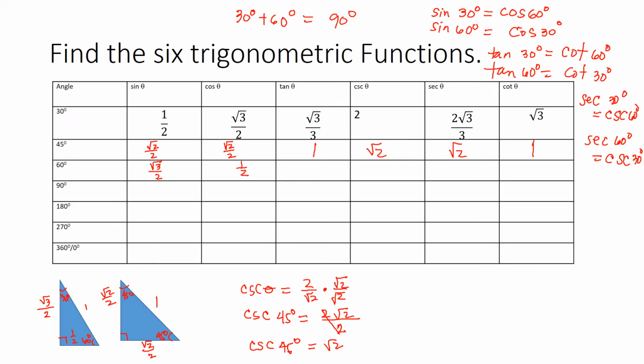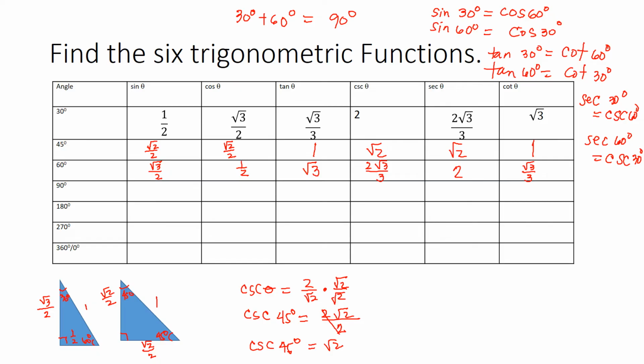And then we have our tangent 60 degrees. We look at the cotangent 30 degrees, that's square root of 3. And then the cosecant 60 degrees, we look at secant 30 degrees, which is 2 square root of 3 over 3. Then for the secant 60 degrees, we look at the cosecant 30 degrees, which is 2. And then we are going to have cotangent 60 degrees. We look at the tangent 30 degrees, which is square root of 3 over 3.